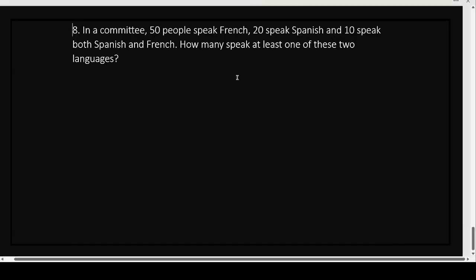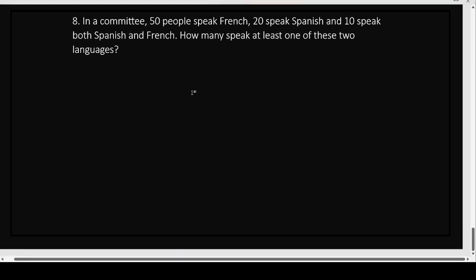In this question, in a committee, 50 people speak French, 20 speak Spanish, and 10 speak both Spanish and French. How many speak at least one of these two languages? That means what you have to find out? At least one of these two languages. That means you have to find the union of the two sets. The rest of the things follow.